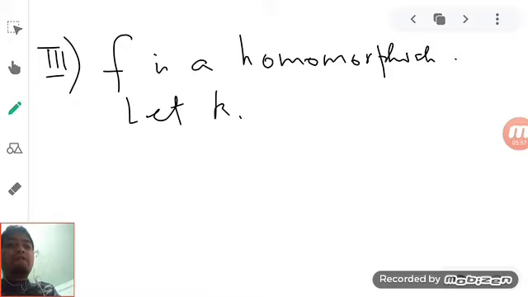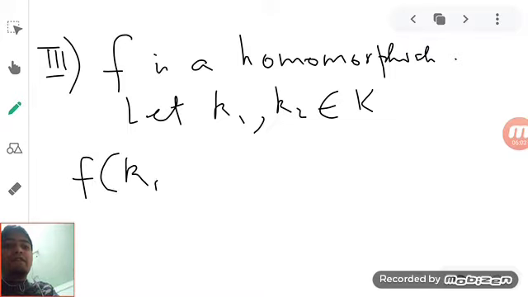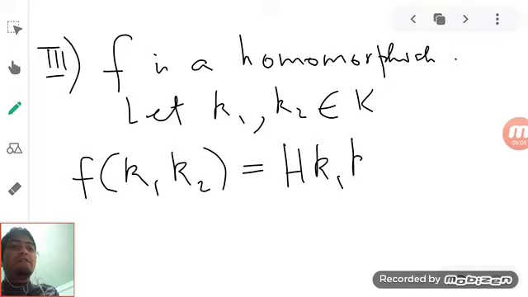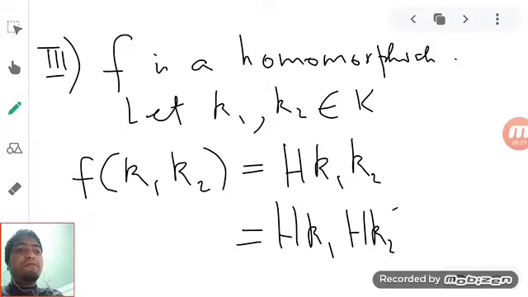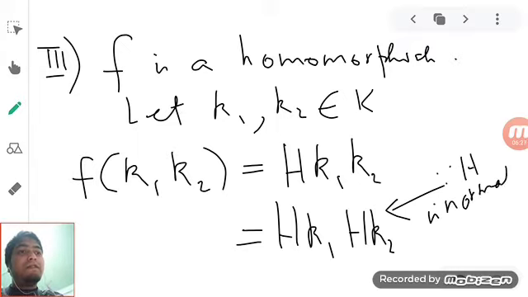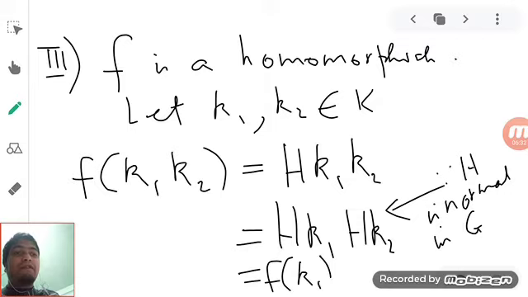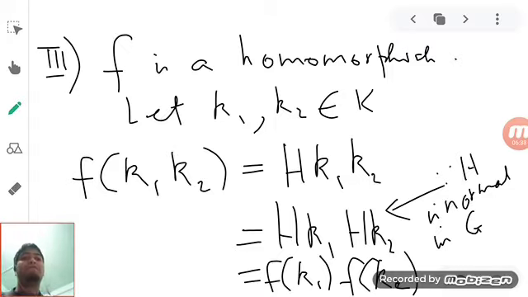Let k1, k2 belong to K. f(k1 k2), how much will it be? It will be h k1 k2. But because H is a normal subgroup of G, you can write this as h k1 h k2. You can write this since H is normal in G. So we will have f(k1) f(k2). So that is why f is a homomorphism.